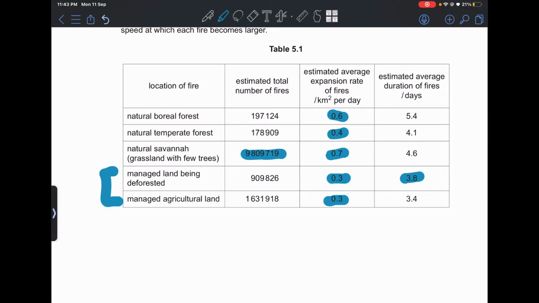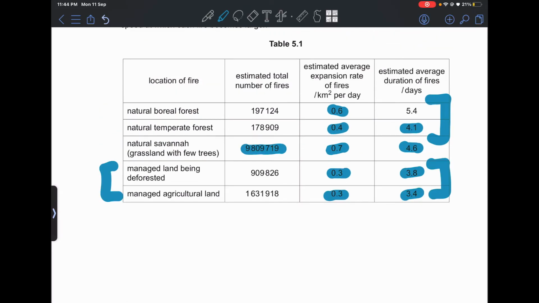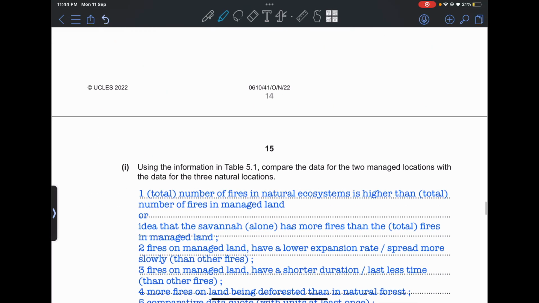Over here they are 3.8 days, 3.4 compared to 4.6 and 4.1. Of course, this is lower than the natural, so we said till now 4 points. You can also say that there are more fires in the deforested areas than the natural areas. So over here we can see that alone in the deforested areas there is over 900,000, and in the natural ones there is lower than 200,000 in each forest. So these are points you can write down.